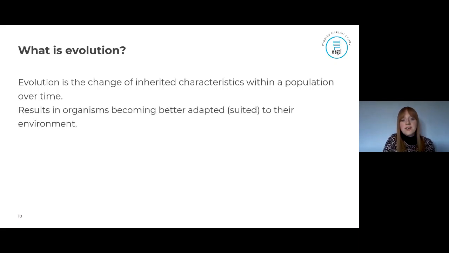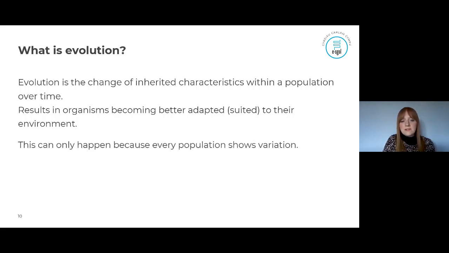Evolution results in organisms becoming better adapted. Now that's a key term, better adapted, or you might have heard in school, better suited to their environment. Today I'm going to use the term better adapted, okay, because we usually talk about an environmental change. A lot of the examples that we're going to look at are talking about an environmental change. So this results in organisms becoming better adapted or suited to their environment.